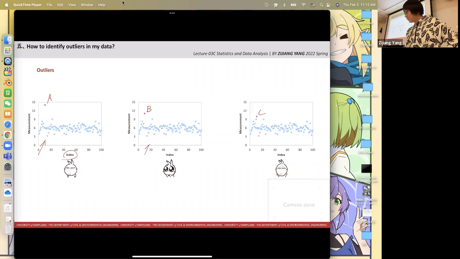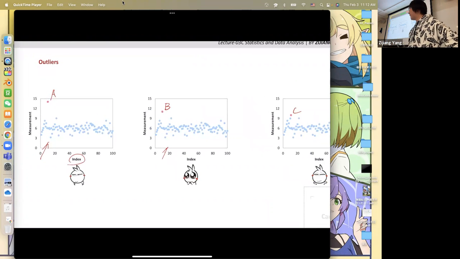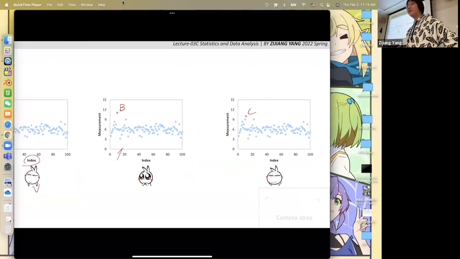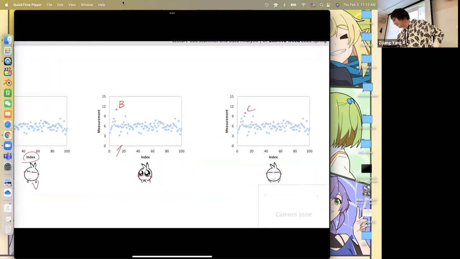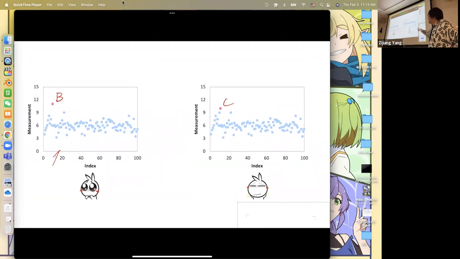So, do you guys think A is an outlier? How many of you think it is an outlier? All of you? Yes. In this case, we can easily reach an agreement that A is an outlier. But how about B? How many of you think B is an outlier? Some of you do, and some of you do not. Let's look at the third one. How many of you think it is an outlier?